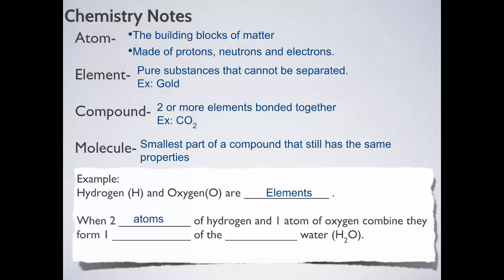Atoms. So if I have two atoms of hydrogen and one atom of oxygen, they combine, they form one blank of the blank water. What do they form? Right, they form a compound. Okay, but one blank of the compound water, what do we call one? Katie? One molecule of the compound water.